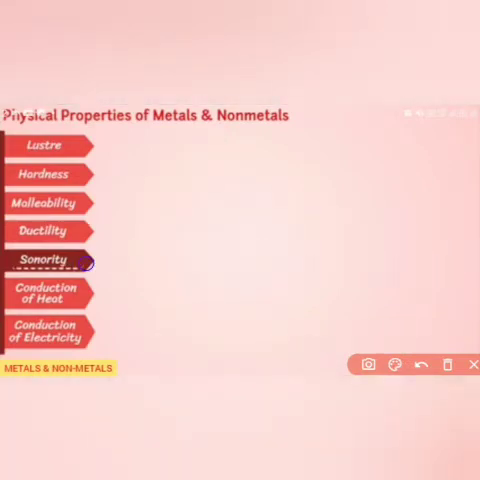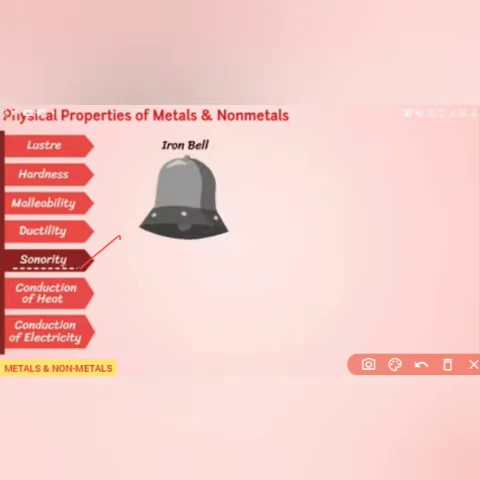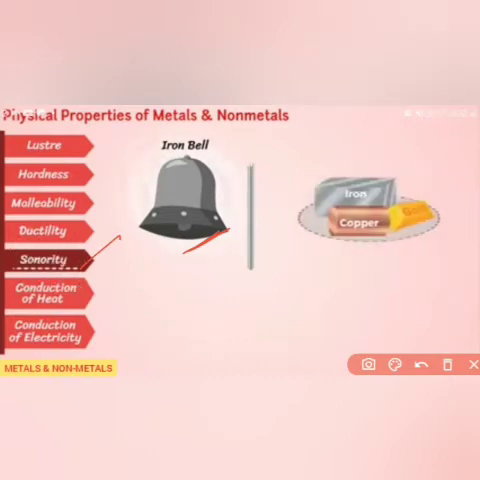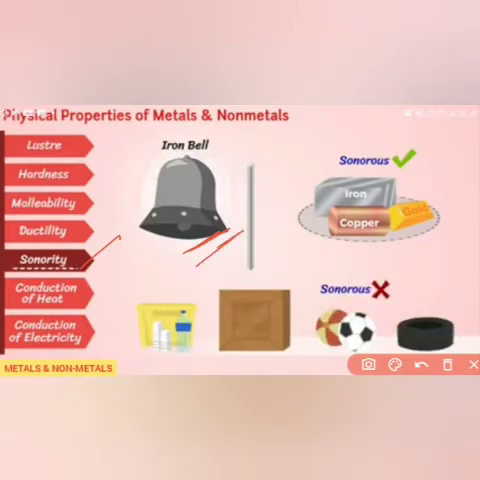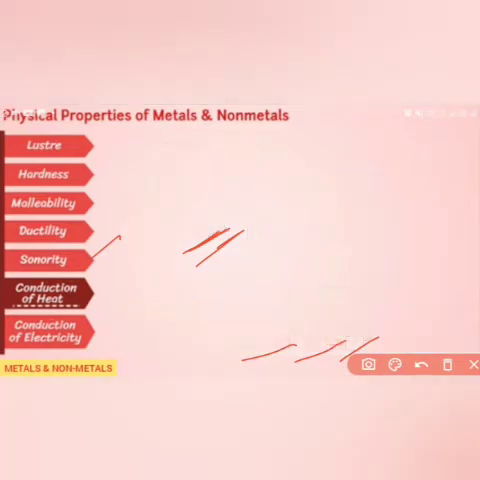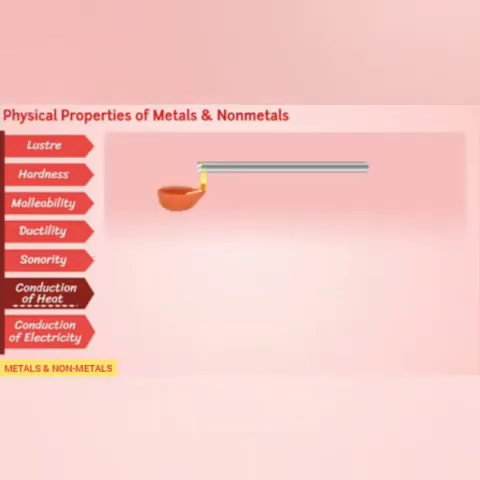Next property is sonority. If you take the example of this iron bell and we beat it or push it, what happens? It creates some sound because it is made of metal. On the other hand, these other things are made of non-metals and they do not produce any kind of sound.